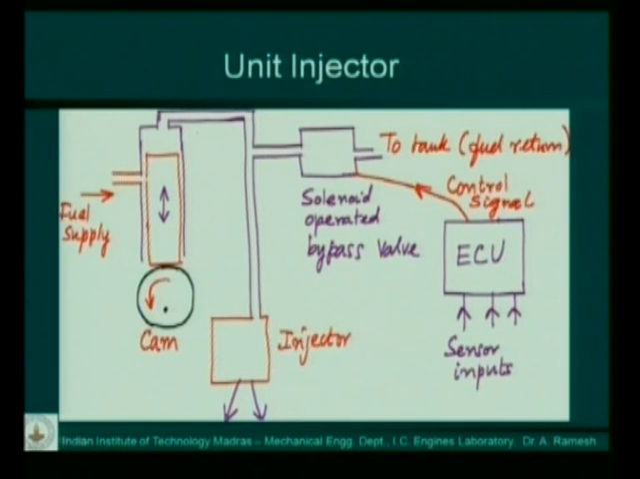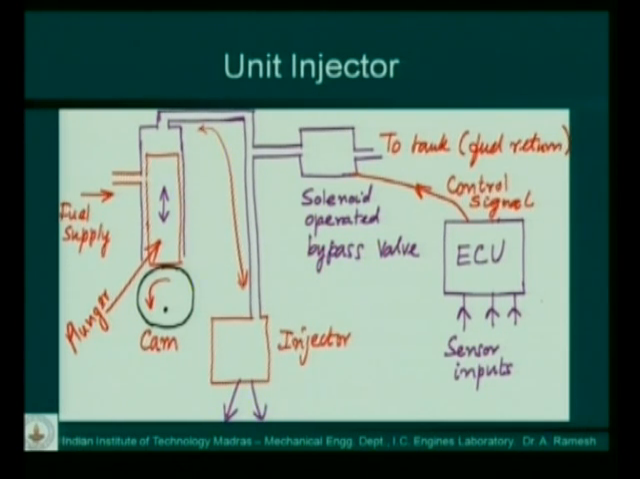In fact, this tube which you see here is not a very long tube. It's a very short tube. It is inside the injector itself. So this is the plunger, the plunger operated by the cam, the injector are all in one unit. They are basically one unit. And on the right hand side of this unit you see a solenoid operated bypass valve. And this is controlled by the electronic control unit, ECU, or the engine control unit.